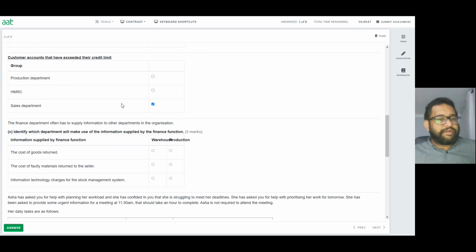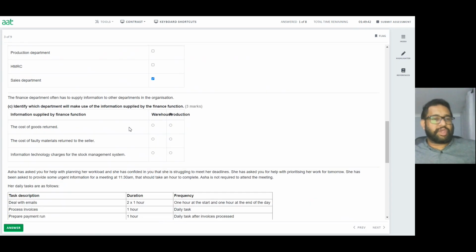The finance department often has to supply information to other departments in the business. So here, identify which department will make use of the information supplied by the finance function. The cost of goods returned. So who do you think is going to rely on this much more? It's going to be the production department, because they acquire the goods for the production, and then they send the goods back. If it's returned, that's something to do with the production department, because it is not something they have to worry about directly with the warehouse.